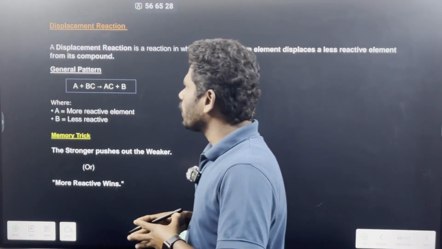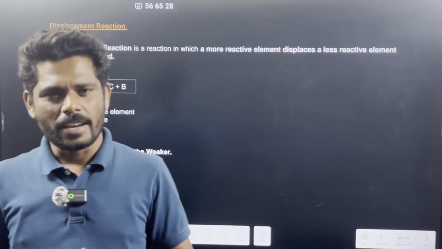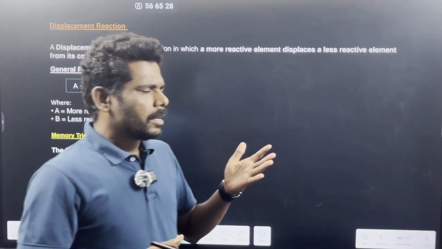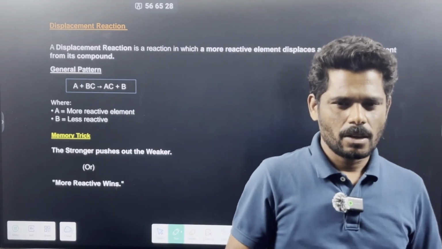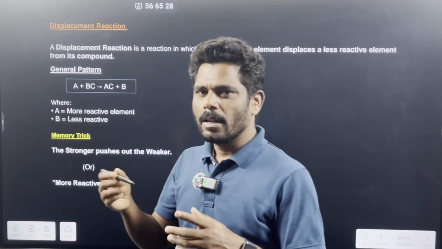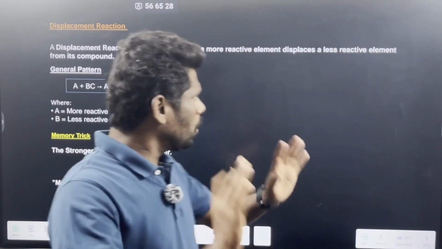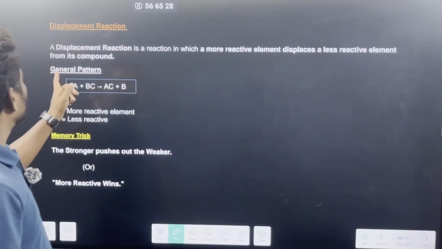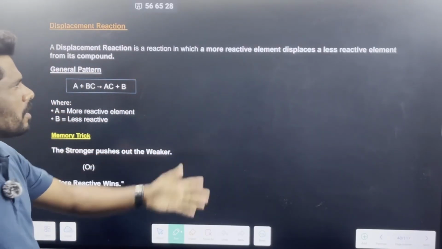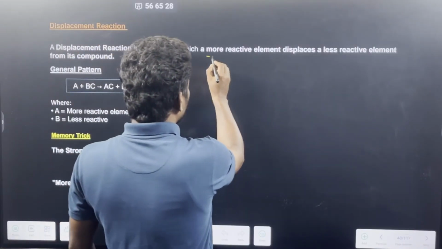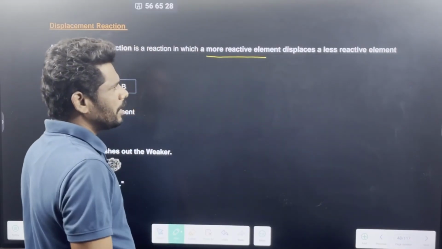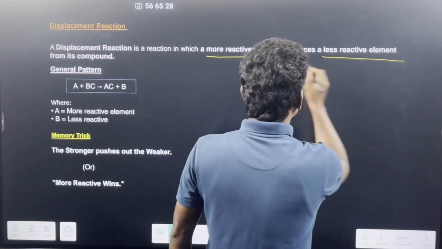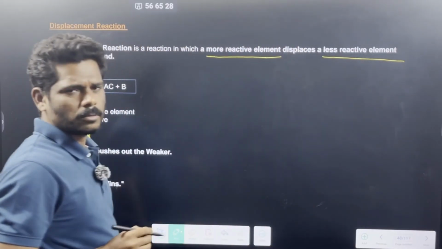Of course, the beauty in the main types of reactions is that the word itself clearly conveys what is exactly happening in the chemical reaction. Look here. The displacement reaction is a reaction in which, simply, a more reactive element displaces a less reactive element.